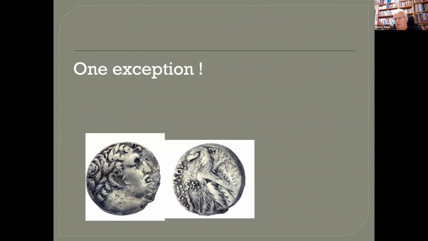So this is an exception because we have here a human head and a bird of prey, and both are real no-nos in the art in Jerusalem. I don't have a good explanation why these were permitted. So please don't ask me. Next, please.